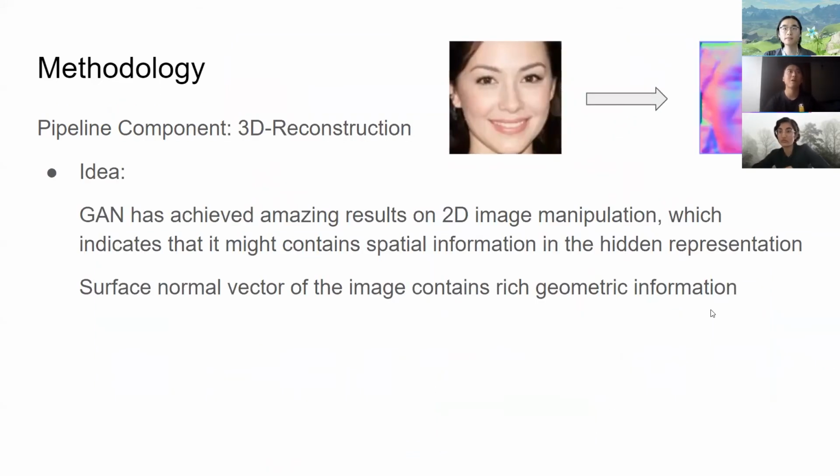So our first component is to use the 3D reconstruction to get the surface normal, or the spatial information. The idea is that we have found that GAN has achieved amazing results on 2D image manipulation, which indicates that it might contain spatial information in the hidden representations. So we use this 3D reconstruction package, and we extract the surface normal vector from the model, and we use that for further geometry information.